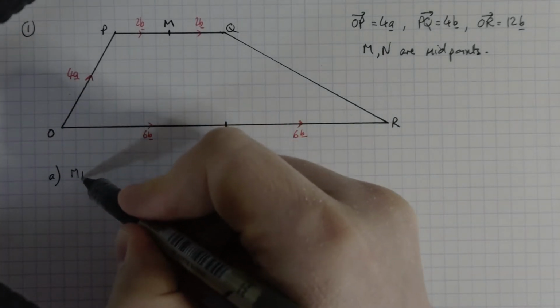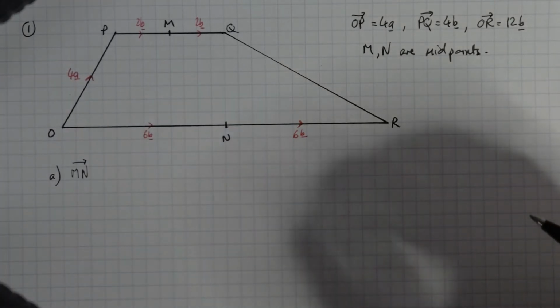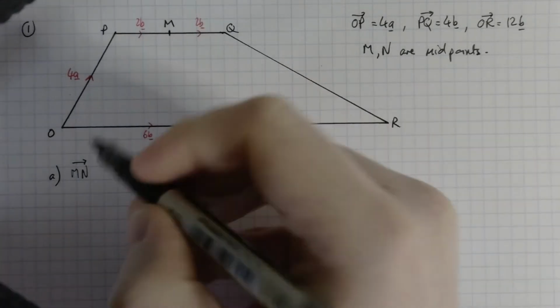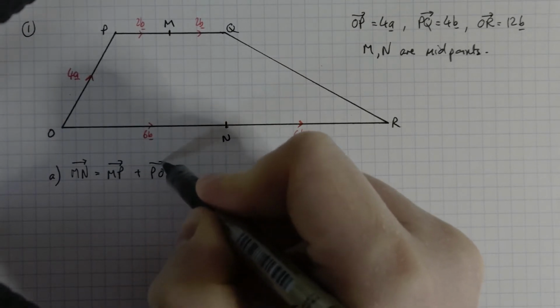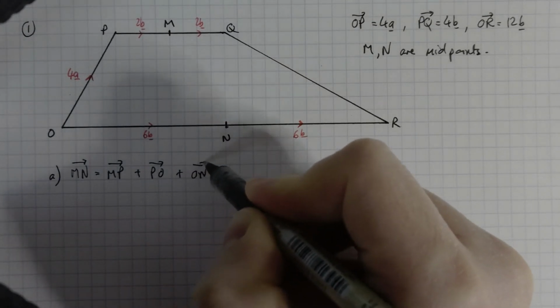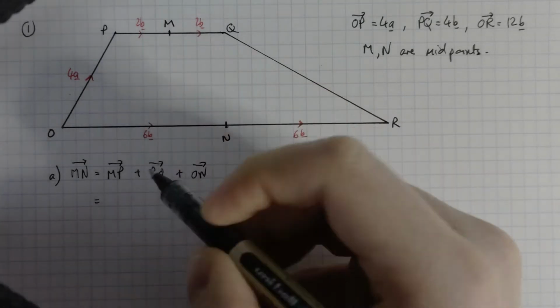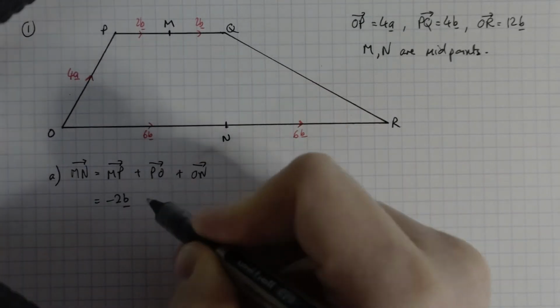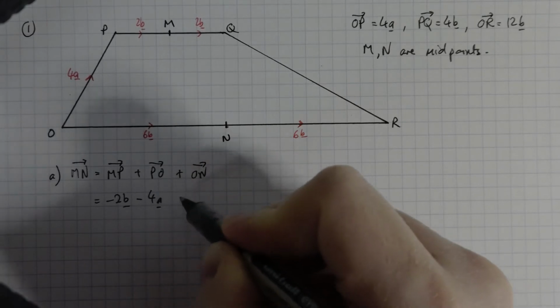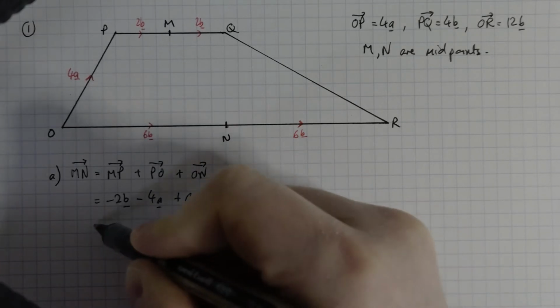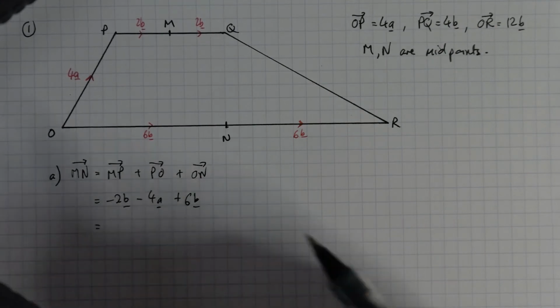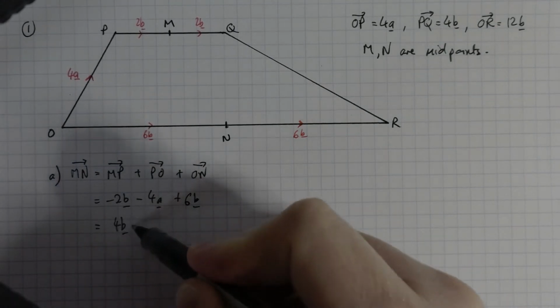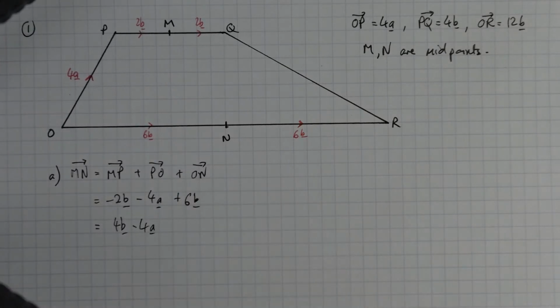It's asking me to get from M to N. So I think I'll go M to P, then P to O, and then O to N. So that's the wrong way along 2B, the wrong way along 4A, and then the right way along 6B. And if I simplify all of this, then 6B minus 2B is 4B minus 4A. Okay, great.